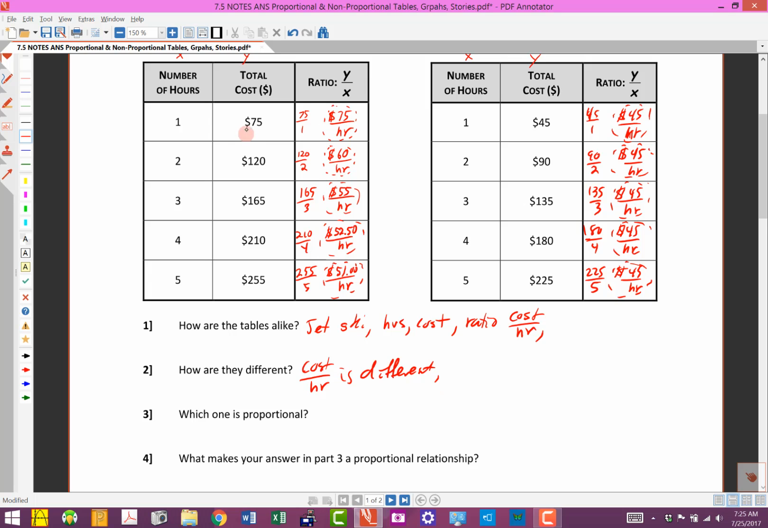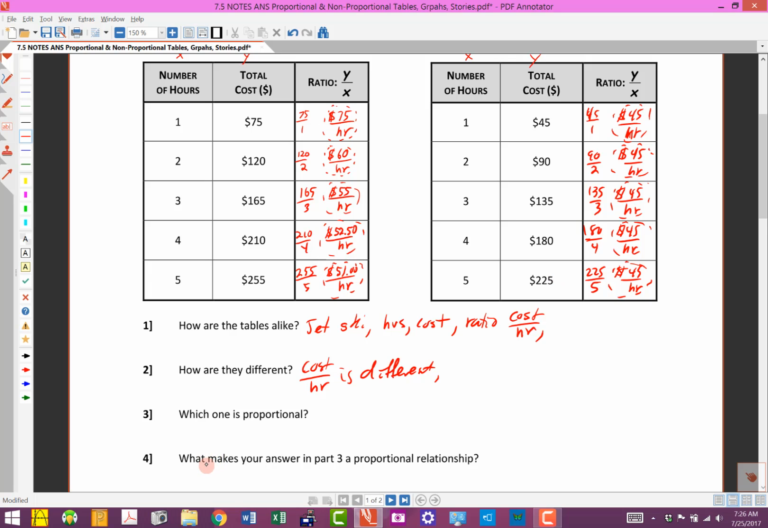Oh, one other way they're similar, they do both go up. The more hours you rent it, the more you're going to pay. That just kind of makes sense. And let's see, yeah, so this is a major difference right here, the cost per hour. This one is more expensive, looks like all the way through. So there are some ways that they're similar and they're different. There might be others. You can come up with some.